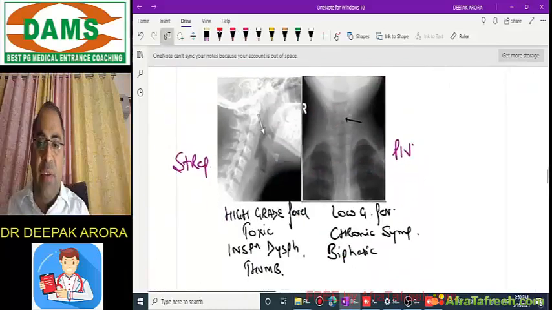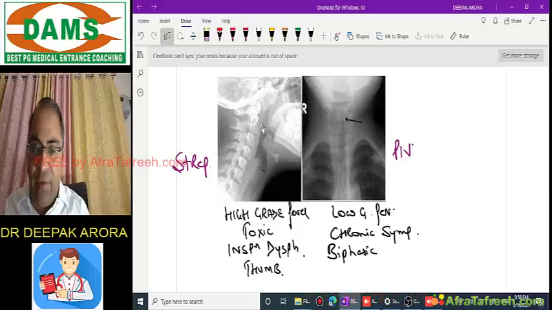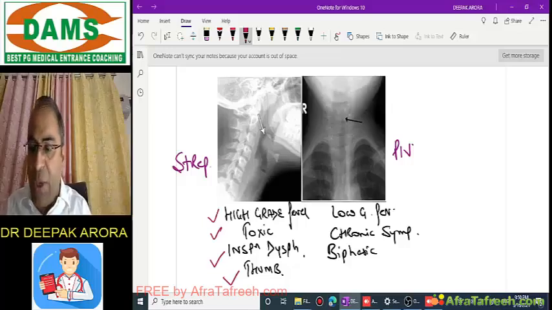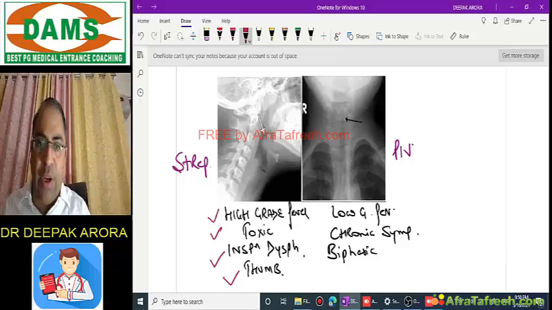If the examiner gives you a history of high-grade fever, toxic patient, inspiratory dyspnea, thumb sign positive, we label the patient as epiglottitis. And if there is a low-grade fever, chronic, barking cough, we label the patient as croup.